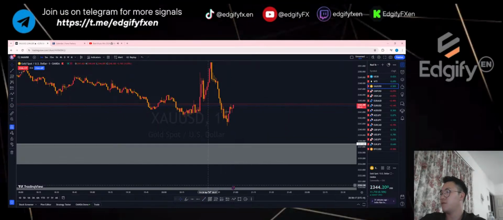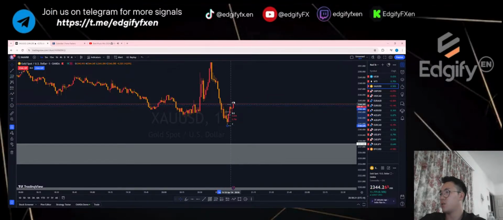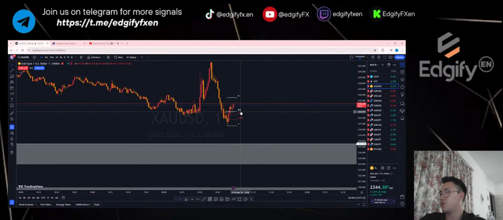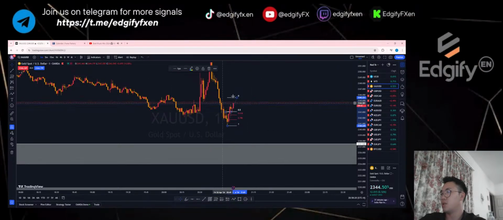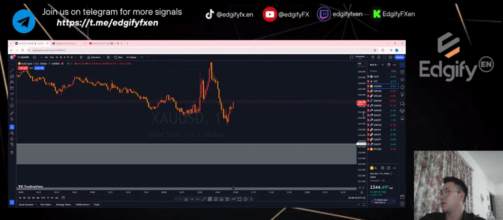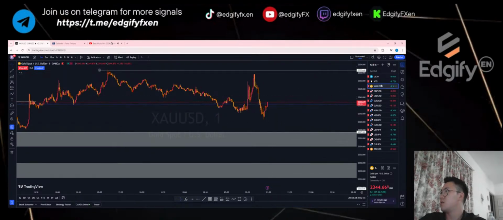We have a break, candle close above. Get your fib like this and continue trailing how high it goes. You can place your entry on the 0.5 or the 0.618, either one is fine. But most important, you have to wait for confirmation when it taps in here.